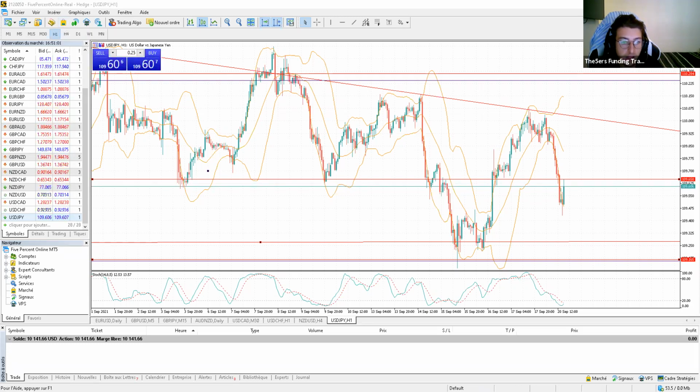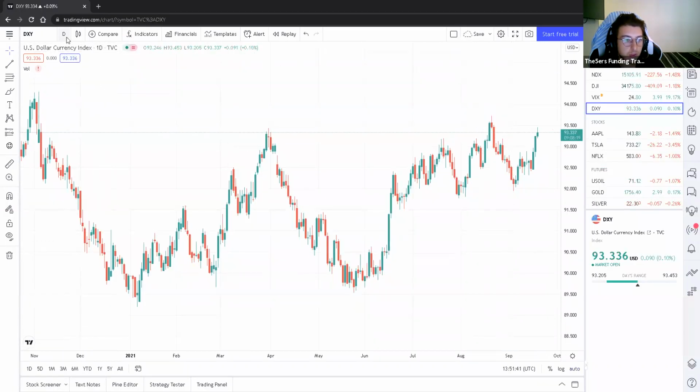Okay, I will look at the dollar index. So let me open TradingView. Okay, I believe you see the screen here. So this is the dollar index.